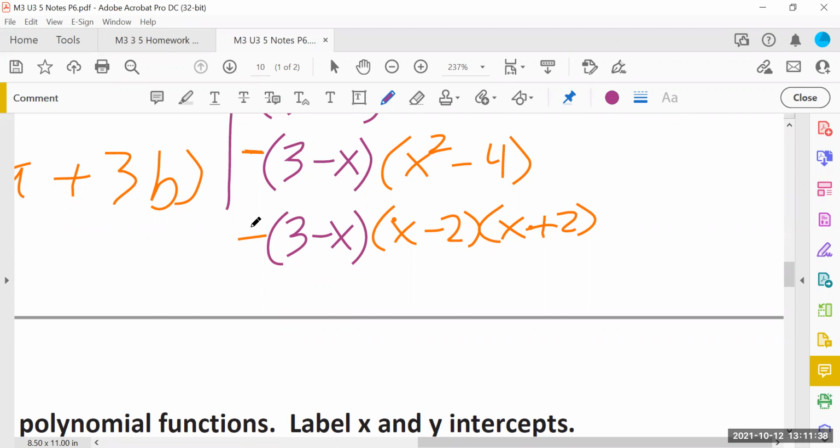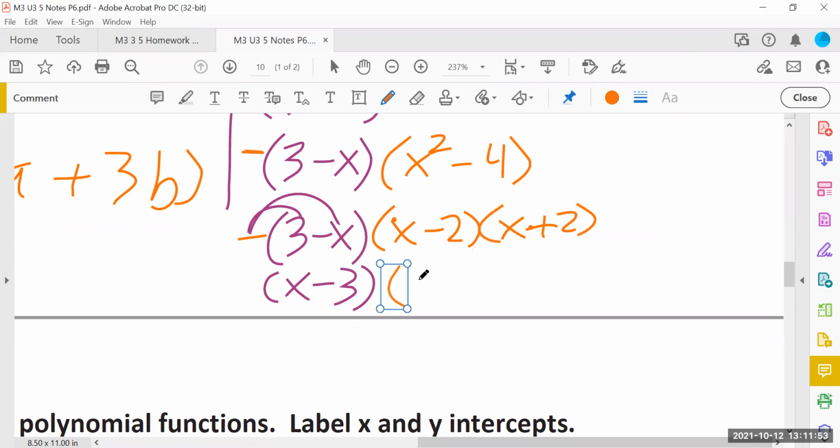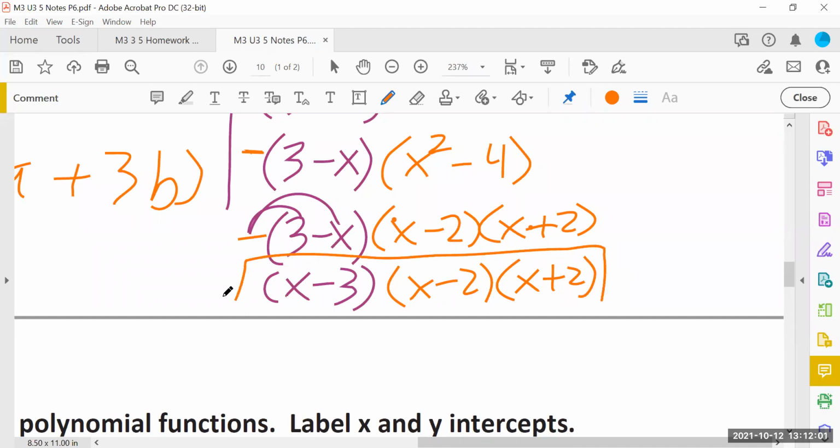Either way, I'm just going to distribute this in: 3, negative 3, positive x. So x minus 3. Switching the sign, switching the order. And the others would stay the same: x minus 2, x plus 2. Sometimes it works out as nicely as that. That looks exactly like what we're used to seeing.